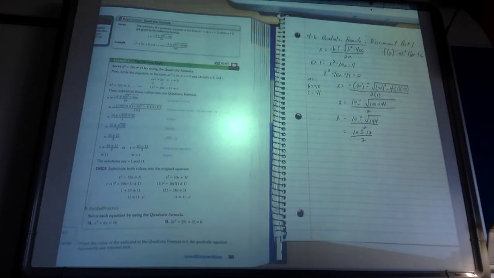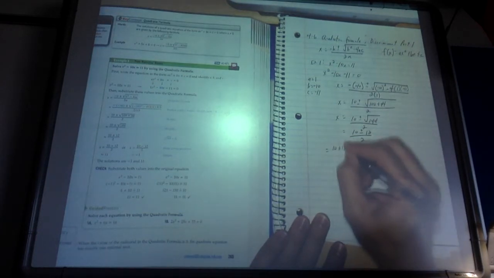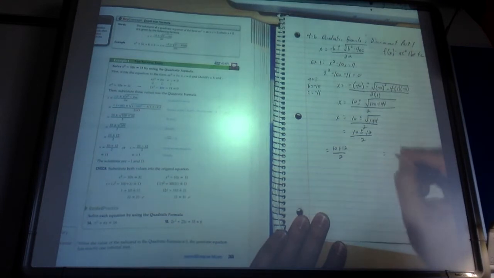If you're not good at that, do that in the calculator. Just square root of 144. If it's not a perfect square, then you need to simplify the radical like you learned earlier on in chapter 4. All right, so I got two answers here. I'm going to split them up. One is 10 plus 12 divided by 2, and the other is 10 minus 12 divided by 2.